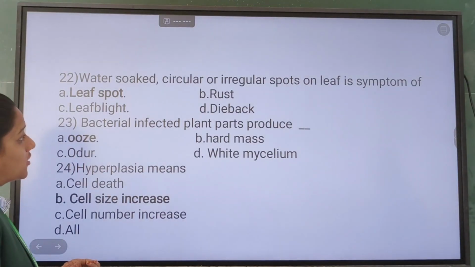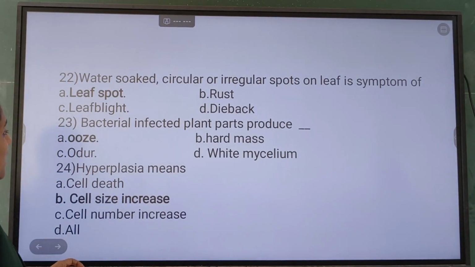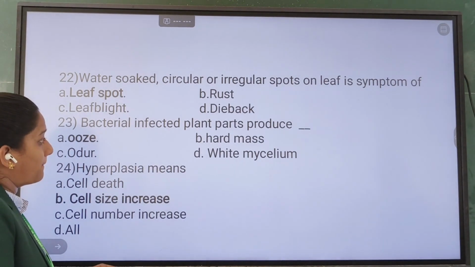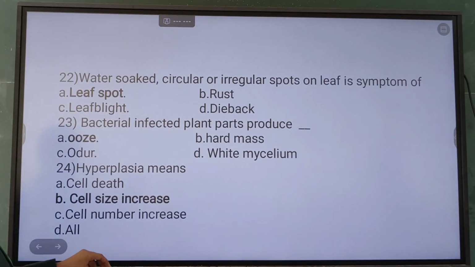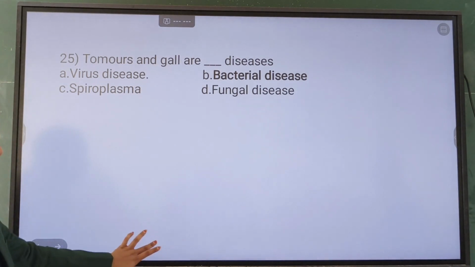Water-soaked circular or irregular spots on leaf are the symptom of leaf spot. Bacteria-infected plant parts produce ooze. Hyperplasia means cell number increases. Tumors and galls or dieback are bacterial diseases.